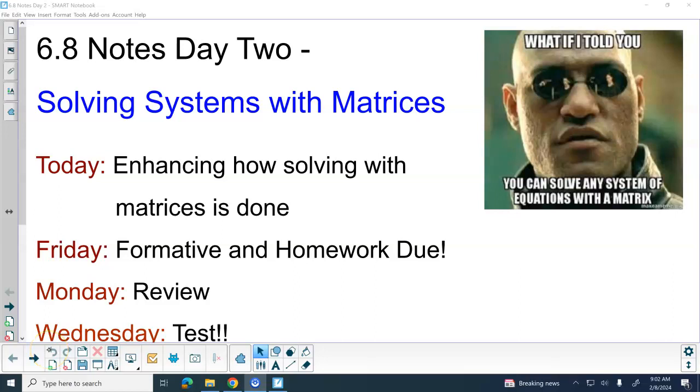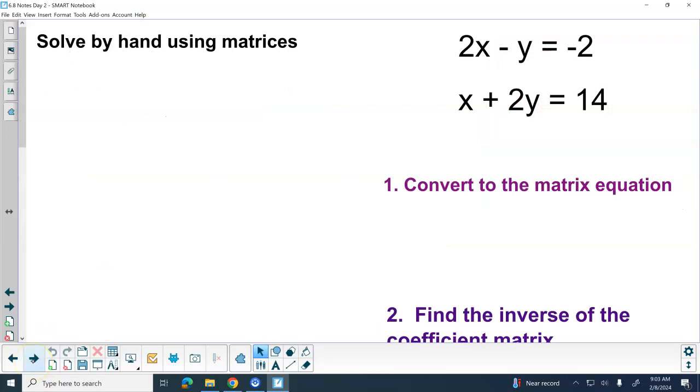So, again, today we're just working on enhancing how we solve with matrices, all that fun stuff. Tomorrow you have a formative, and you have homework due tomorrow. I believe it is, whatever you want to call it. Monday is going to be a review day. Wednesday of next week, Valentine's Day, is the test. Okay? Alright? So let's get into solving with matrices again, refreshing from yesterday.